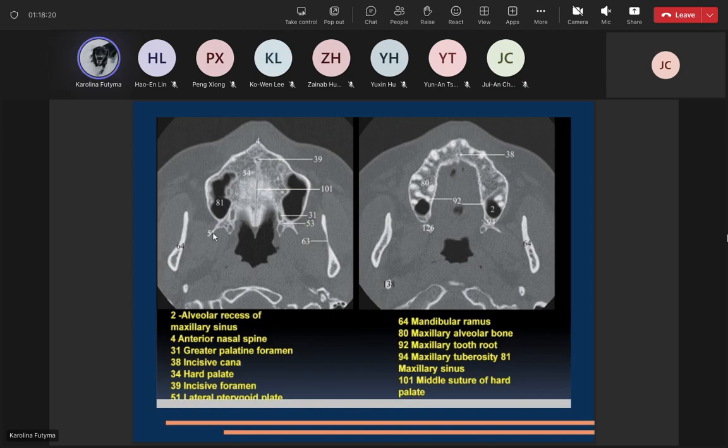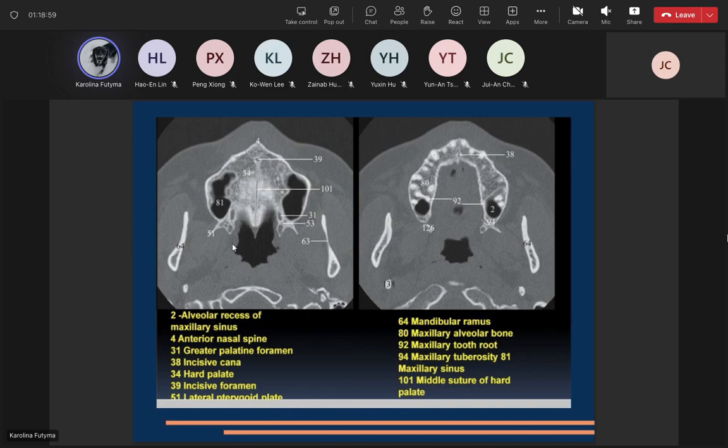Here we have the lateral pterygoid plate, which is really important to assess during the examination, especially in patients which have a trauma or really big car accidents, because the lateral pterygoid plate is usually involved with the fractures of the maxillofacial region.